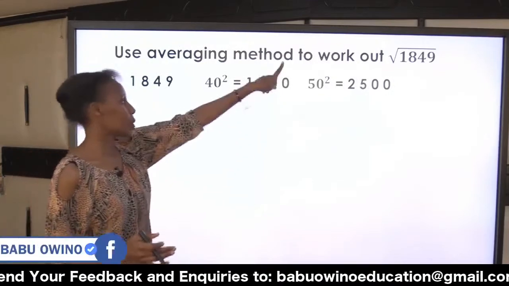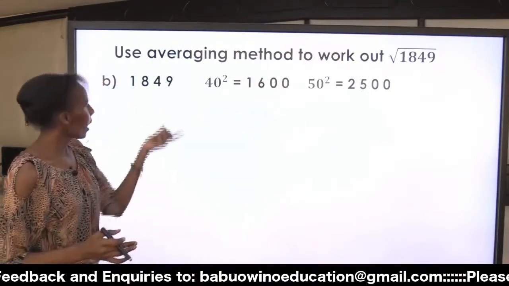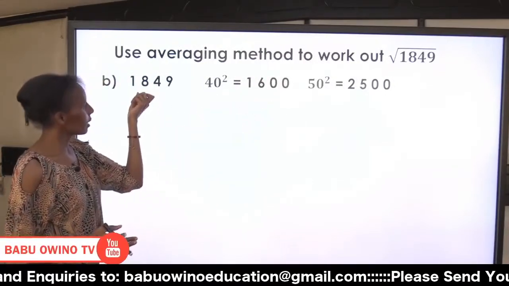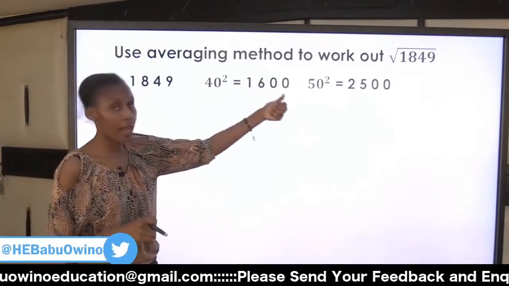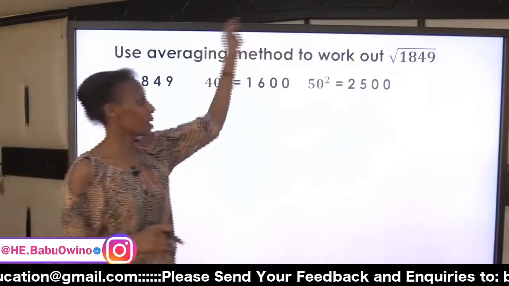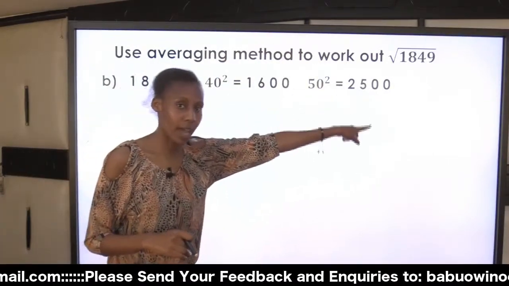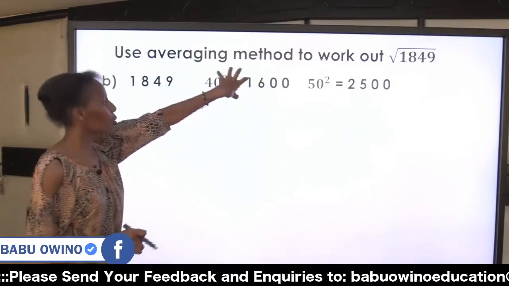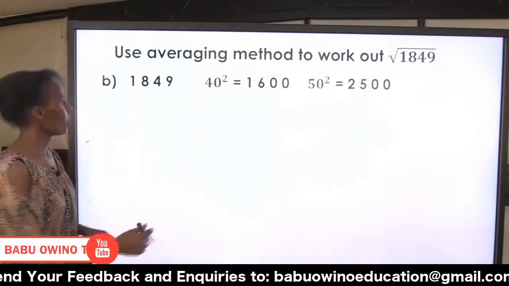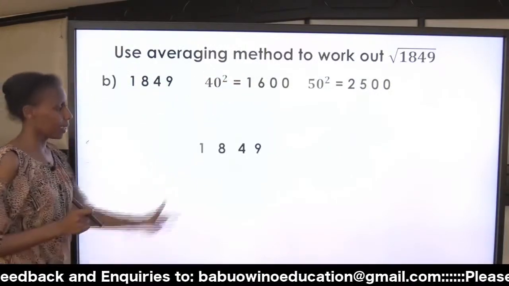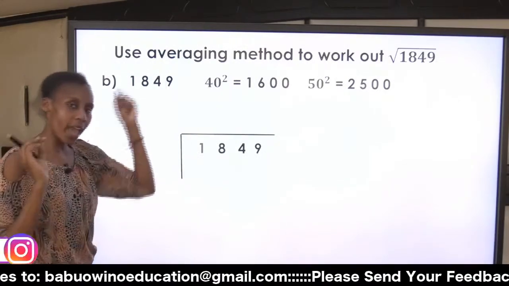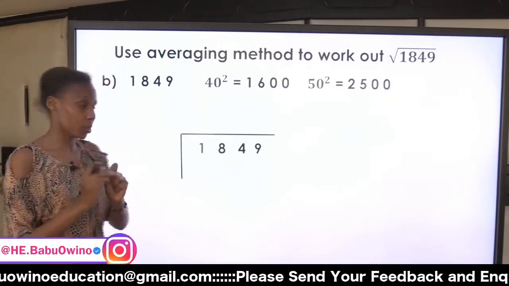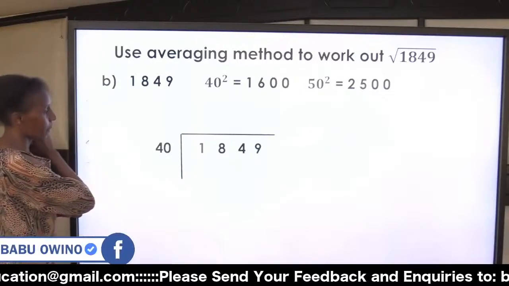1,849 lies in between here. But 1,849 is closer to 1,600 than it is to 2,500. And therefore, I'm going to consider 40. Therefore, I take my 1,849 and divide by the estimated square root, which is now 40.